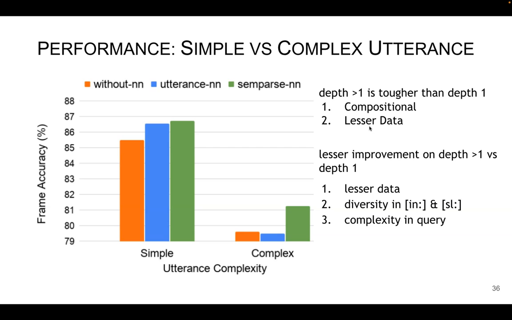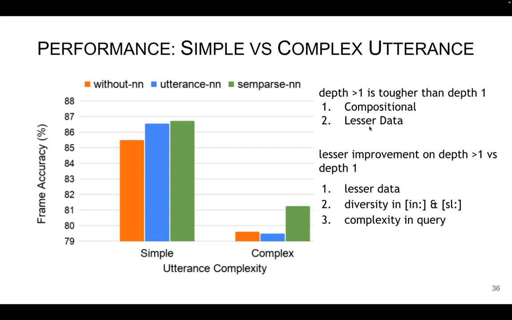So we did this analysis of simple versus complex. Simple is depth 1 and complex is 2 and beyond. We found that, obviously, simple is easy to classify, and the performance is higher for the simple data. But the gain we get from the complex is much higher, and we also found that the utterance-only nearest neighbor doesn't work very well for the complex data, which is kind of expected. But the SemPar nearest neighbor approach really works well for the simple data.